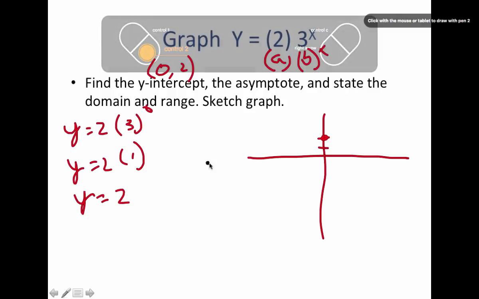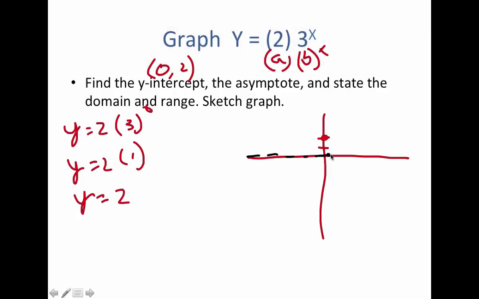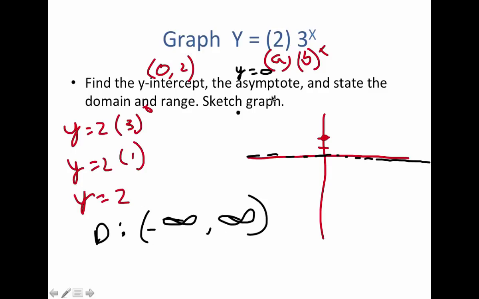Asymptote, again, we are going to do my y-axis, x-axis, which is going to be y equals 0. Domain, negative infinity to infinity. Going to see that a lot. I can put anything in there for x and raise it to a power. And then the range, how low do we go? We bottom out at the asymptote. We never get to the asymptote.